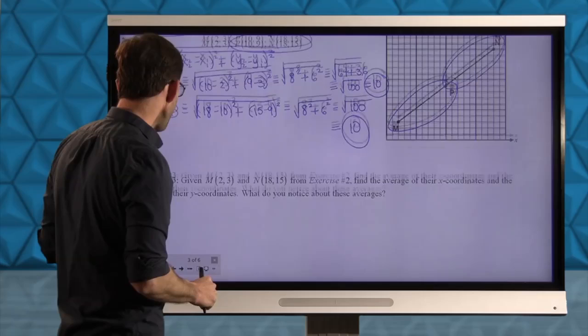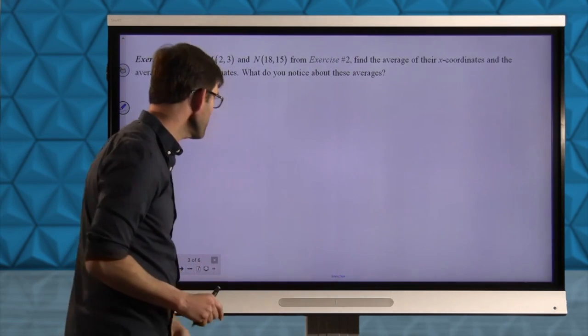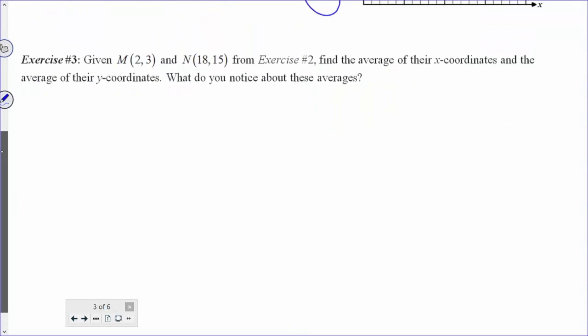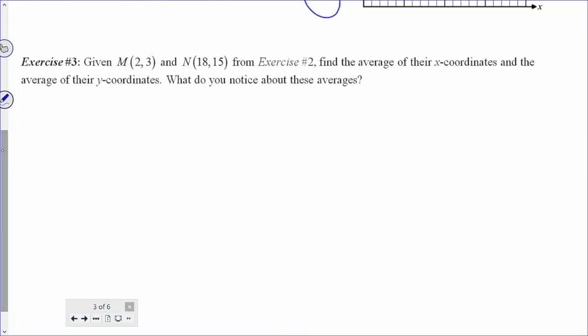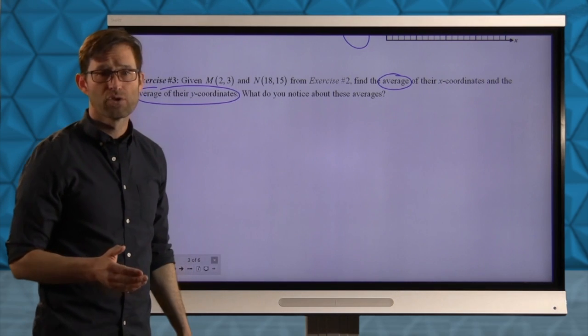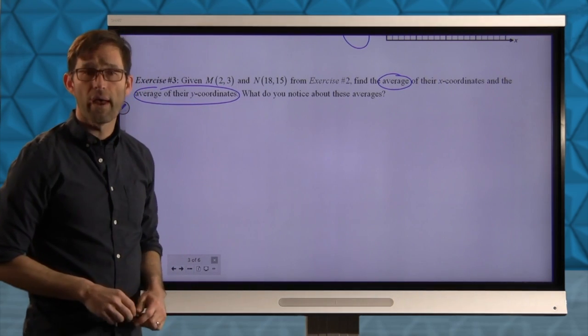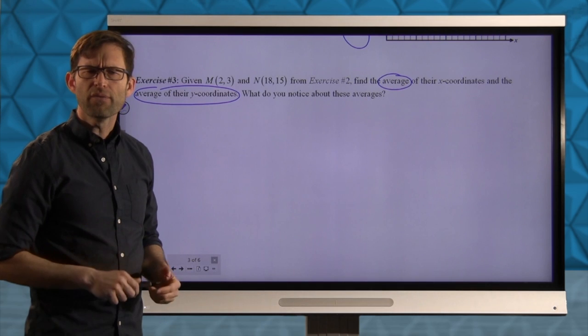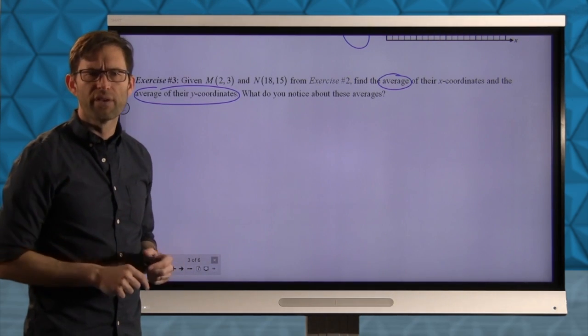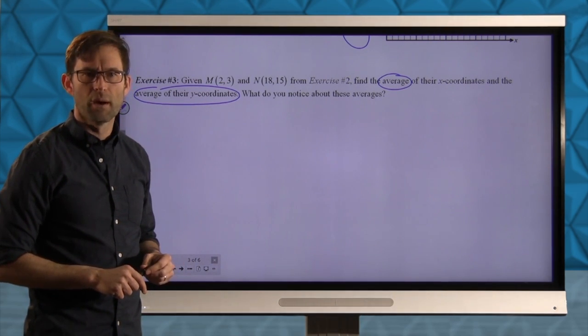This goes into exercise number 3. Exercise 3 says, given M(2, 3) and N(18, 15) from exercise number 2, find the average of their x-coordinates and the average of their y-coordinates. What do you notice about these averages? Well, I certainly hope you know how to find the average of two numbers. So go ahead and then see if there's something that's kind of obvious about those two numbers you come up with.